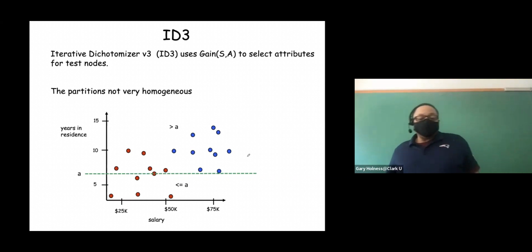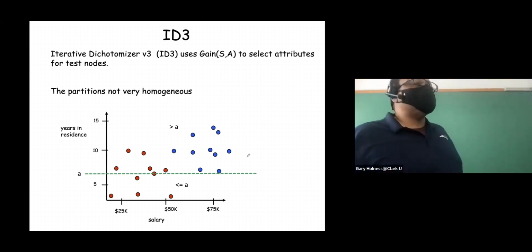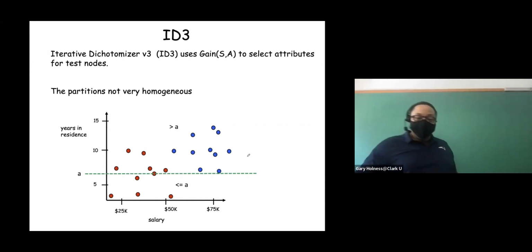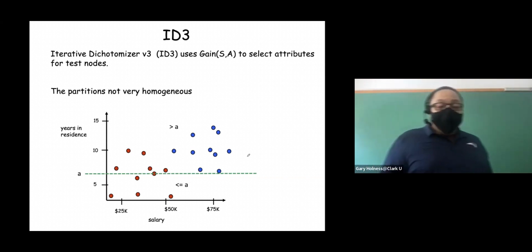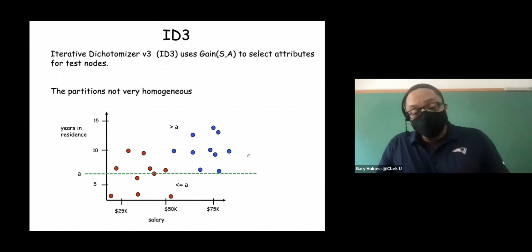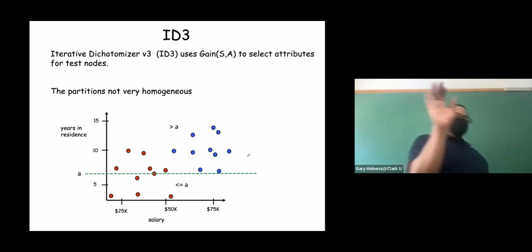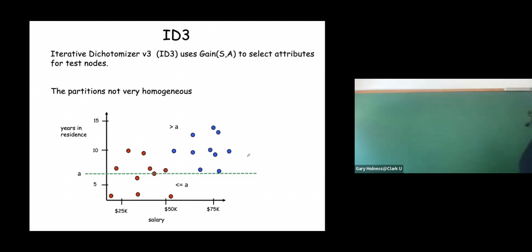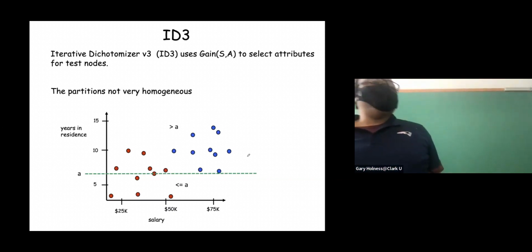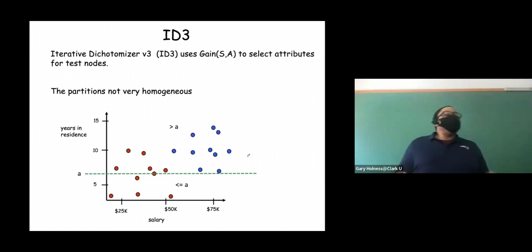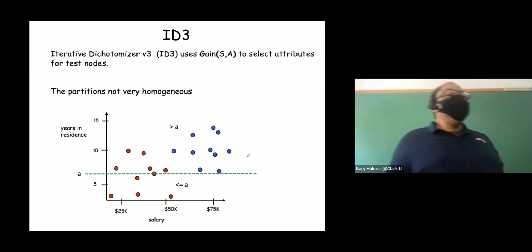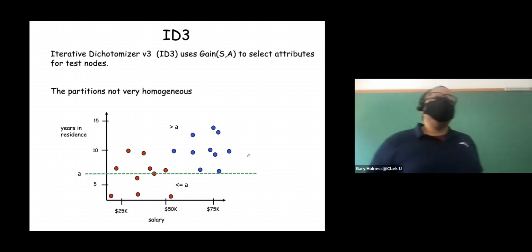And so our test asks for the years in residence across our original data set, S includes the blue points and the red points, are they greater than A for that attribute, or are they less than or equal to A? Now, if we look at this partition of everything below the line, well, that's very homogeneous. They're all red points. Their label is all -1. But if we look above the line, it's heterogeneous, right? They're mixed between the -1 and the +1. Can we do better than this?